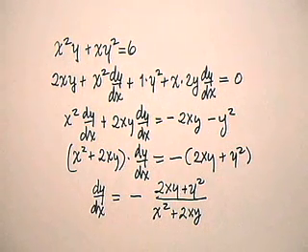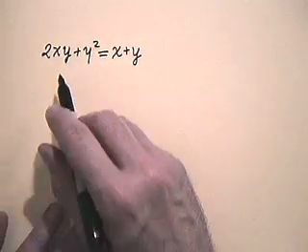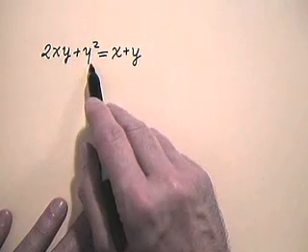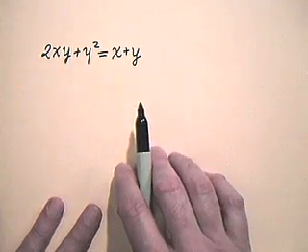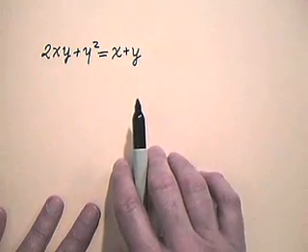So the implicit derivative can be used to get tangent lines to curves given by equations at points where we know the coordinates of the points. Let's use our process of implicit differentiation to calculate an implicit derivative starting with an equation in x and y. Here I have the equation 2xy plus y squared equals x plus y. And we want to find the implicit derivative of y with respect to x.